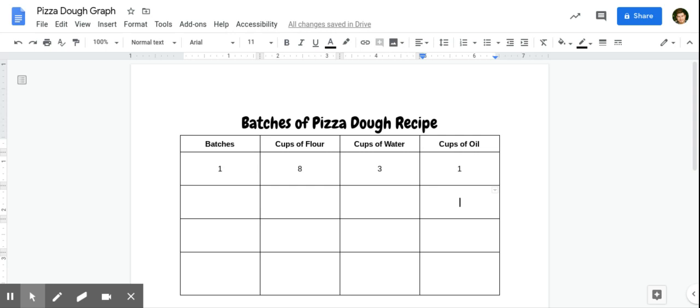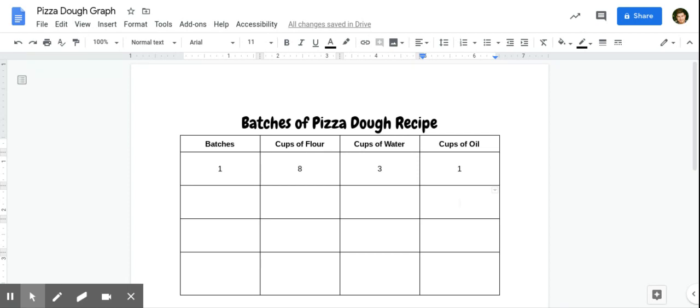Hey everybody, so today what we're going to be doing is talking about, once again, pizza. I feel like we've been talking a lot about pizza over the last few weeks that we've been in quarantine, but hey, I love pizza and I'm sure that you do too. So what we're going to be doing is taking a batch of pizza dough, and what I mean by batch is simply the number of recipes.